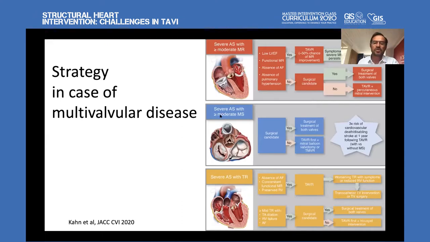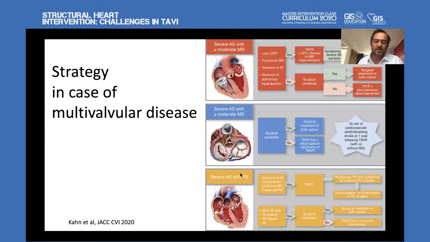Then let's go to the association of aortic stenosis with mitral stenosis. If it really can be done, do surgery on both valves. If it cannot, then do TAVR first. And then, if it is possible, think about mitral balloon valvulotomy.